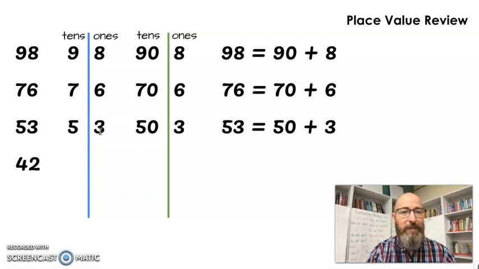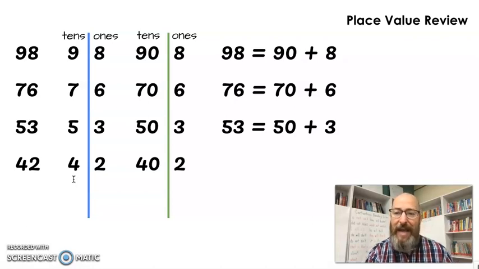Let's do 1 more. 42. Again, I'm going to pause. I want you to see if you can figure out how many 10s and 1s, what are the 10s worth, what are the 1s worth, and what's going to be our final equation. Let's look at the first one now. How many 10s and how many 1s are in 42? 4 10s and 2 1s. And 4 10s are worth how much? 40. 2 1s, of course, are worth 2. And what is our final equation going to be? 42 equals 40 plus 2.